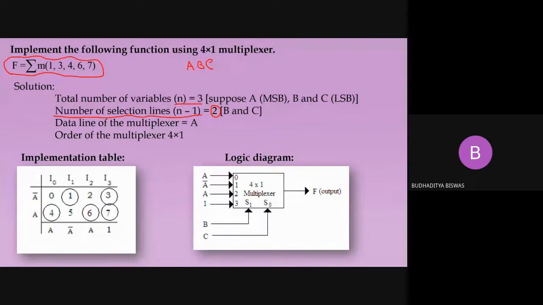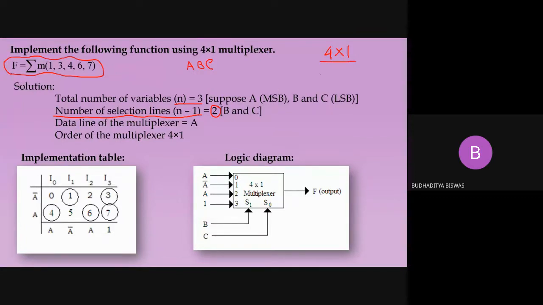And if 2 is the number of selection lines of the multiplexer, then what is the order of the multiplexer? 4 cross 1, very good. So if the selection line has n, then the multiplexer inputs are 2 to the power n. Here we have 2 selection lines, so 2 to the power 2, 4 input lines should be there. So the order of the multiplexer should be 4 cross 1. This is our step 1, to choose the proper multiplexer order.